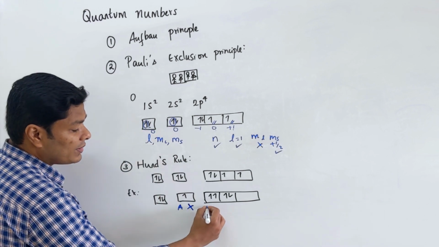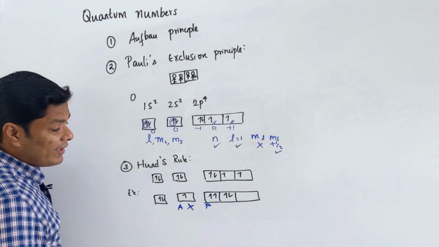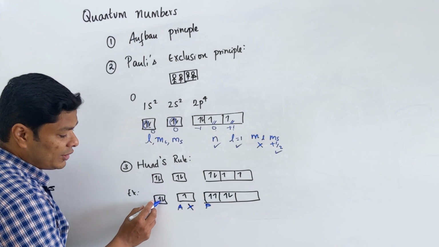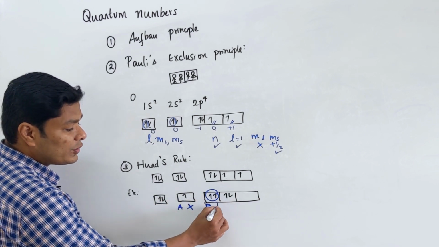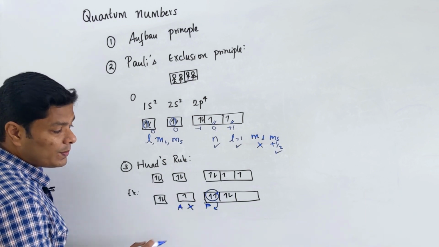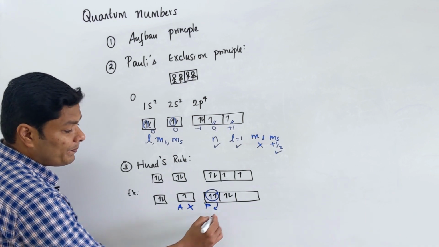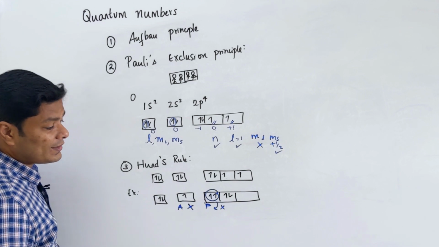Now let's go to Pauli's exclusion principle. Is it violated? Not here, because both have different four quantum numbers here. But here I disobey Pauli's exclusion principle, because both are spin up. So I have violated Pauli's exclusion principle.